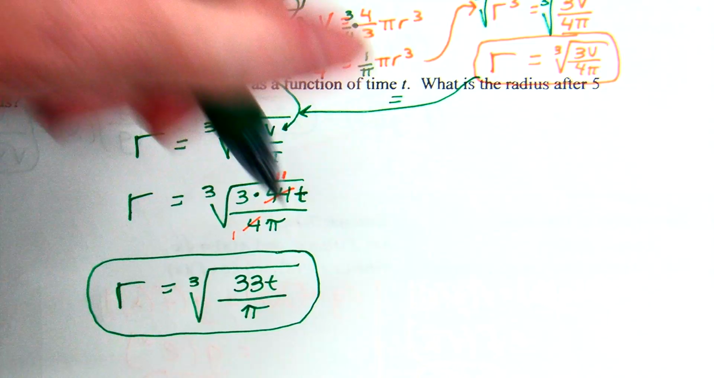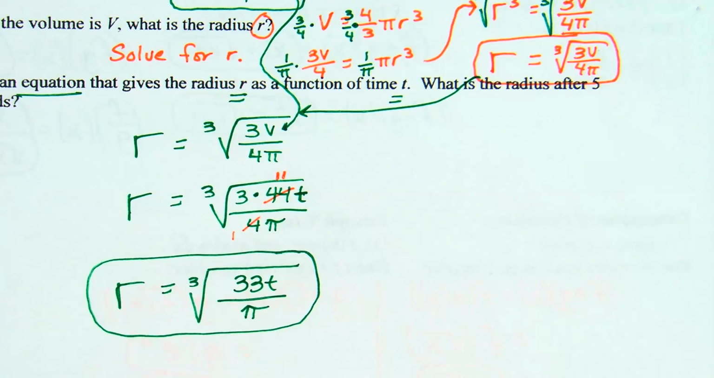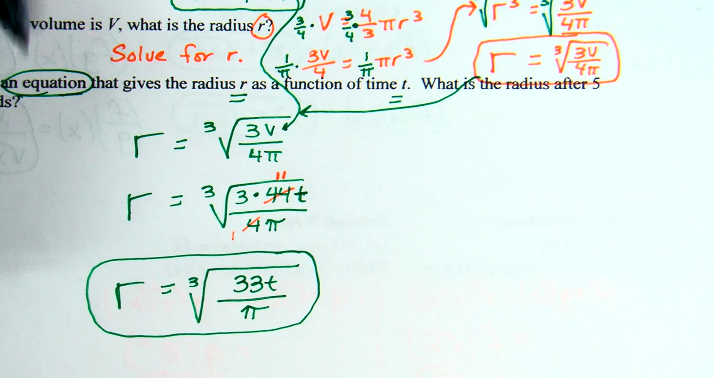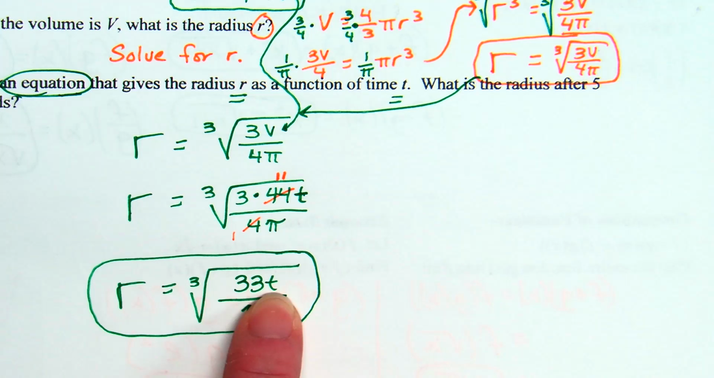I like to do that right there because if I do 3 times 44 and get like, what, 132 or something, I'm not going to necessarily think to divide that by 4. If I divide 44 and 4, that's more obvious in my brain. Okay? So that right there is the first part of write an equation that gives the radius as a function of t.